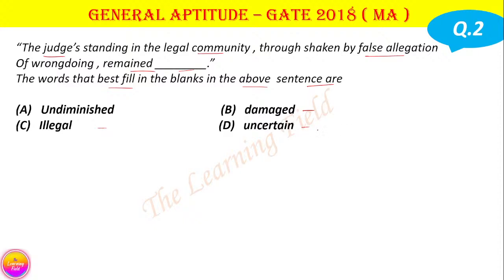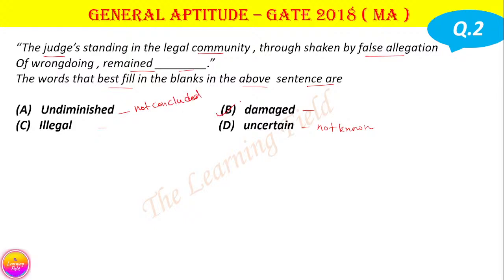We have to know the meaning of the four words first. Uncertain means not known, or unknown. Undiminished means not diminished, or not concluded, this type of meaning.